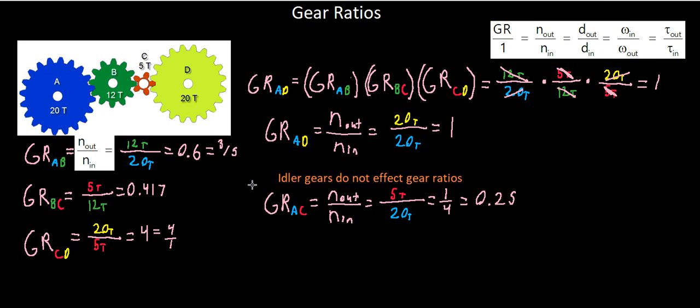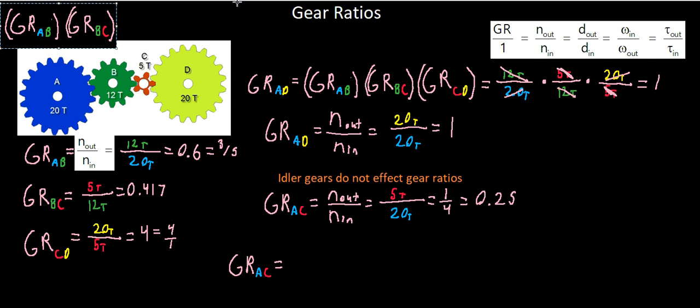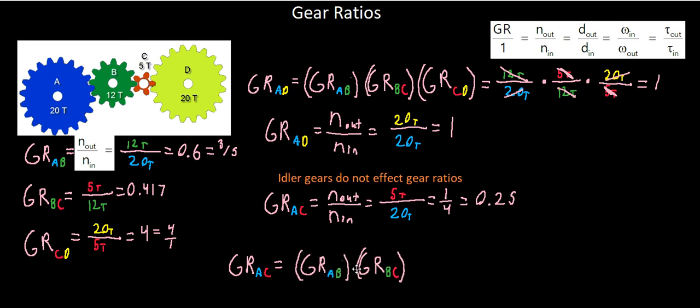But of course, if I were to compare, we say gear ratio A to C. If I were to compare that to, well, taking the idler gears into account, so I can go ahead and multiply the individual gear ratios. So it's gear A and gear B, that ratio, multiplied by the gear ratio between B and C, so AB times BC. Hopefully it's not too terribly confusing what I'm trying to show.